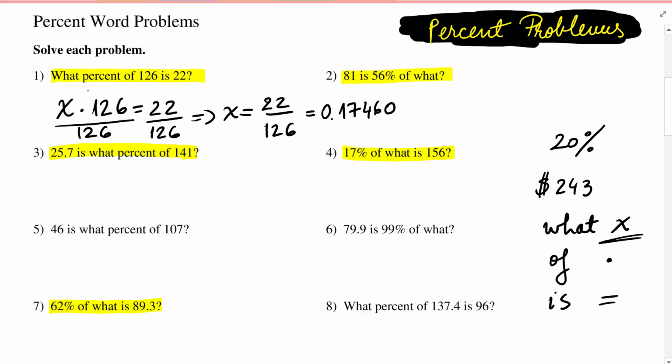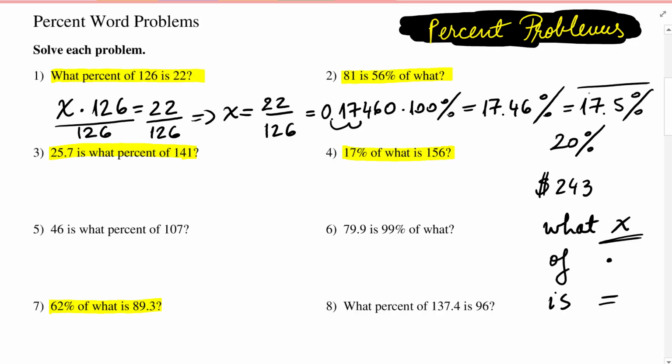But they said what percent. So I'm going to change that into a percentage by multiplying by 100%. We have a video for that too. We move the decimal point 2 places to the right and we get 17.46%, or we can just say 17.5%. And that would be our final answer. 22 is 17.5% of 126.